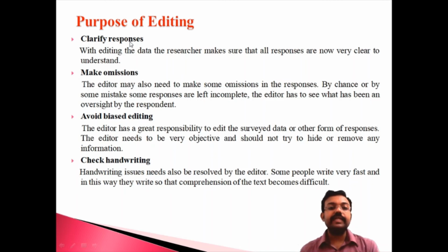The first one is to clarify the responses, the second is to make the omissions, and the third is to avoid biased editing. Sometimes there is bias error, because the inexperience of the editor can create bias. The editor has a great responsibility in editing the survey data from the responses. The editor needs to be very objective, not subjective, and should not try to hide or remove any information. A good editor will not hide any information. So we avoid this type of bias with the help of editing. That is the fourth important purpose.